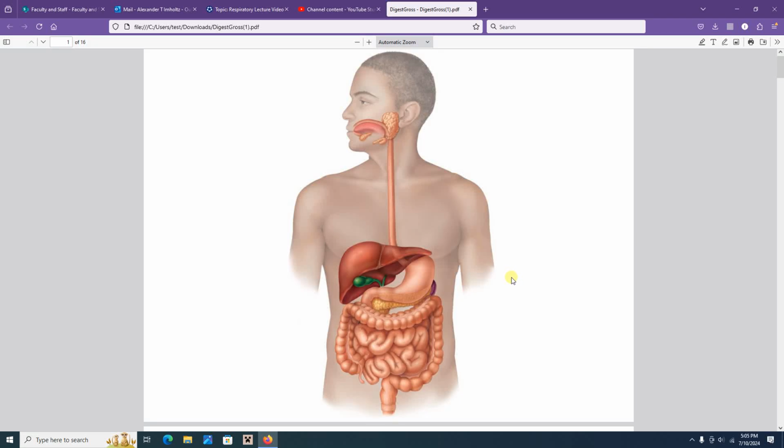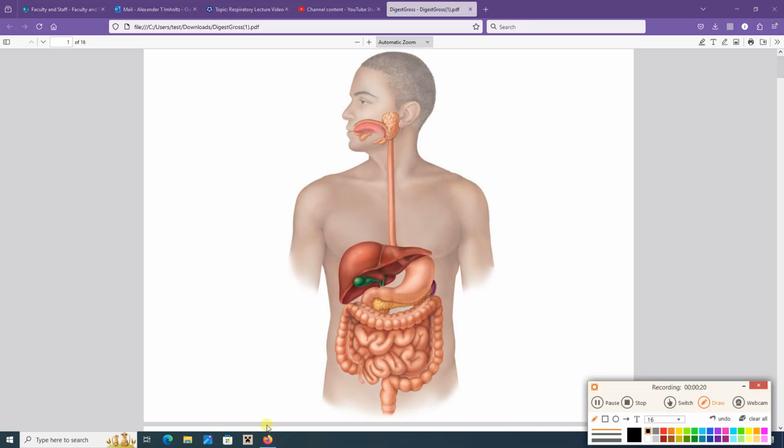Hey everybody, welcome to lab number 18, which is on the gross anatomy of the digestive system. So what we're going to do is go over a bunch of digestive organs and their parts. We're going to look at them first on some pictures, and then we'll switch to the models.